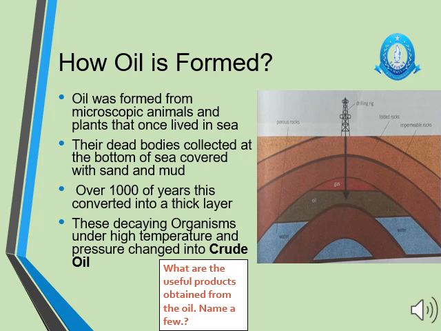Now, the layers of sand and mud are changed into rocks called sedimentary rocks, as you can see in the picture as well. These rocks have a speciality. And what is that speciality? These rocks are porous, which means that they have pores or holes inside them. So it will allow liquids to move slowly through them.